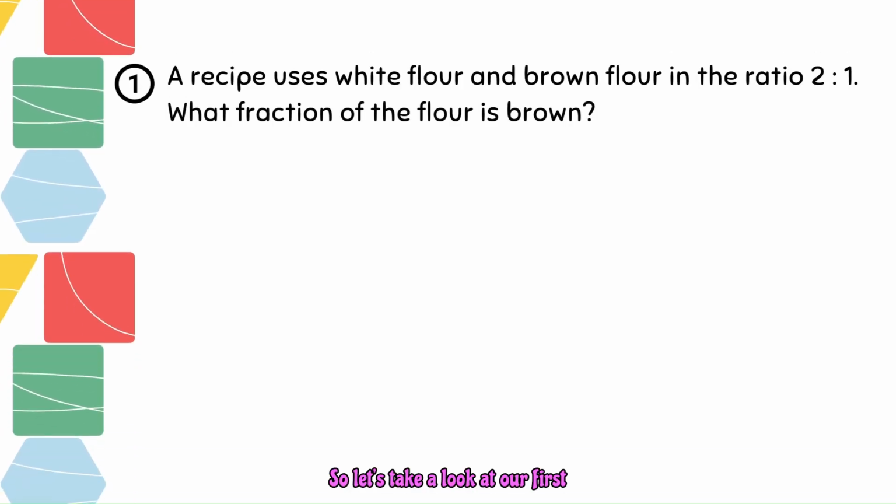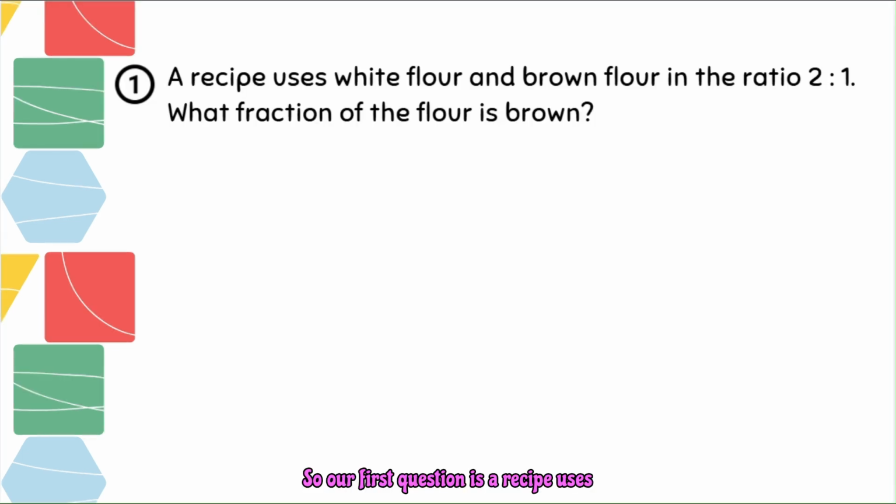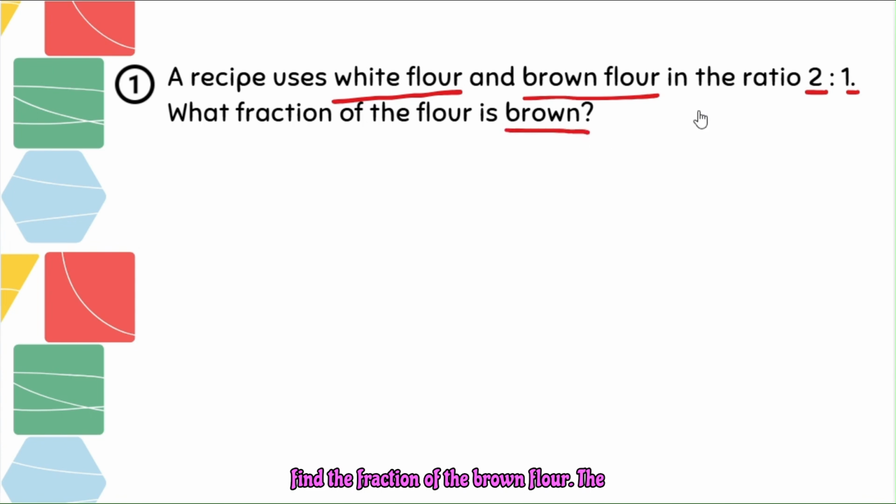So let's take a look at our first question, which is, a recipe uses white flour and brown flour in the ratio 2:1. What fraction of flour is brown? We know that the white flour is 2 parts and the brown flour is 1 part. We need to find the fraction of the brown flour. The brown flour is represented by 1.